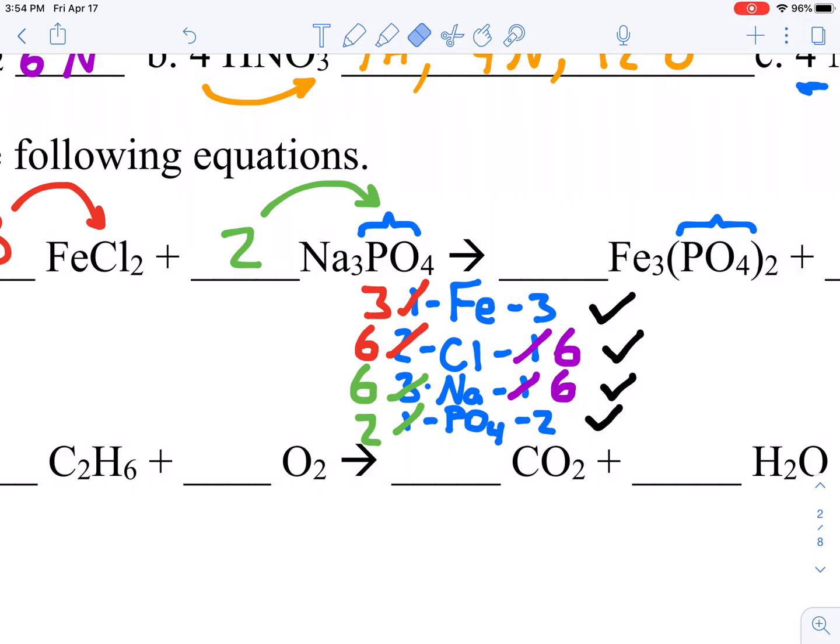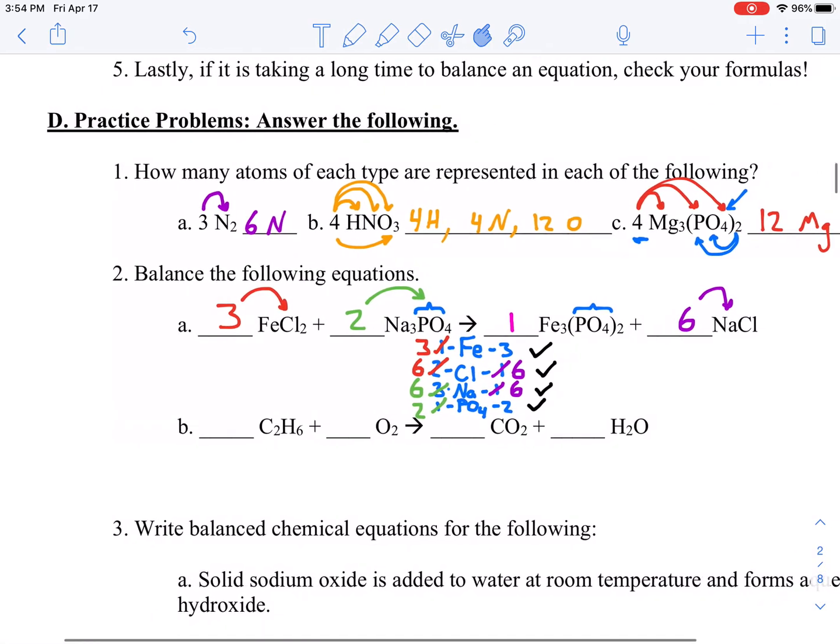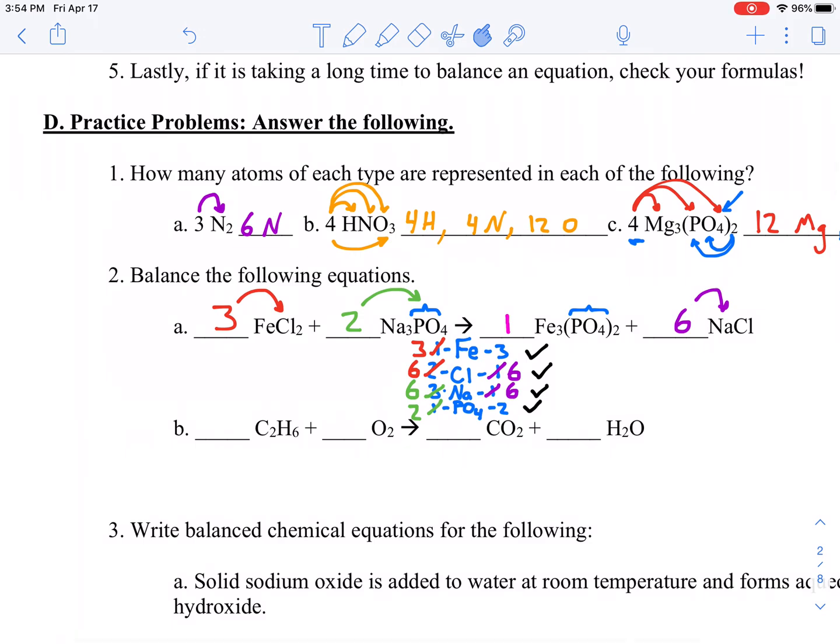Now, there's often a question. You'll notice there's a blank space right here. You may, if you'd like, write a 1 there to indicate there's 1 of that compound, or you can leave it blank. Blank and 1 mean the same thing. Okay, so you should get some practice with number 2. If you want to pause the video, feel free.